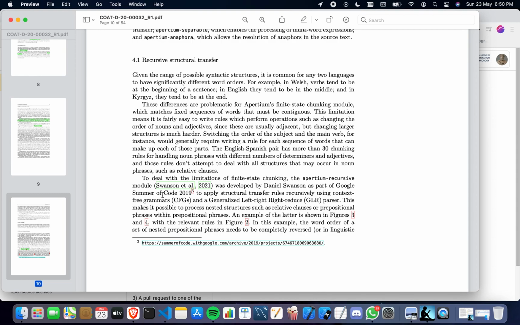To deal with the limitations of finite state chunking, the apertium-recursive module was developed by Daniel as part of Google Summer of Code 2019 to apply structural transfer rules recursively using context-free grammars. Okay, let's go over it again.